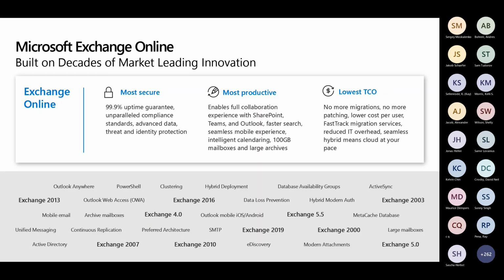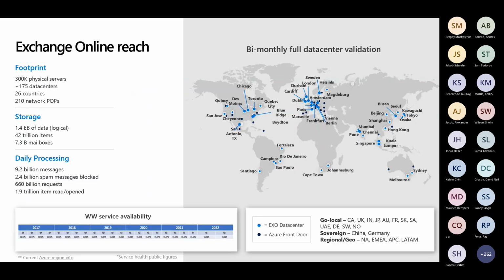With Exchange Online, you get the features from previous versions of Exchange, plus so much more, plus security, plus lower costs, plus increased productivity, all with a financially backed uptime SLA of 99.9%. And Exchange Online is a hyperscale service, but believe it or not, it actually started as a single server that sat under an engineer's desk in Building 43 on the Redmond campus. And since then, it's grown into a vast global service with more than 300,000 physical servers.